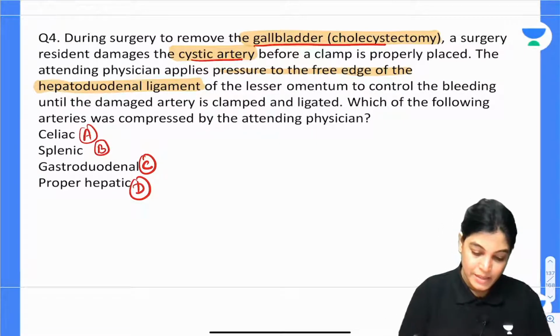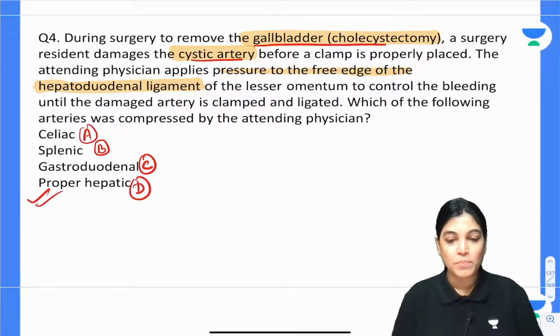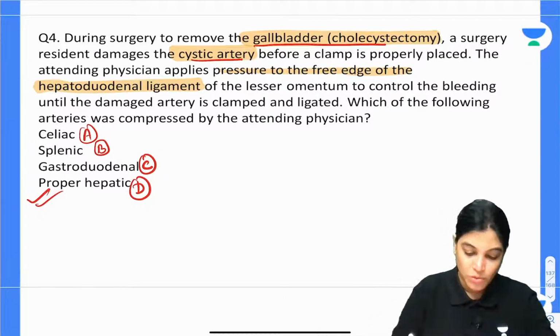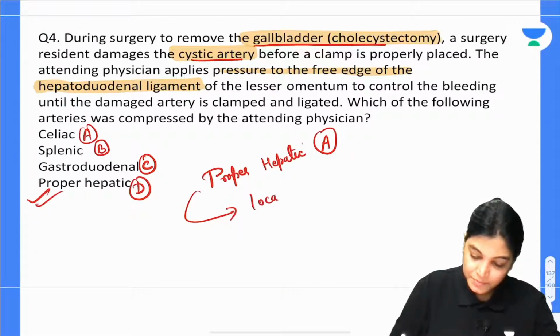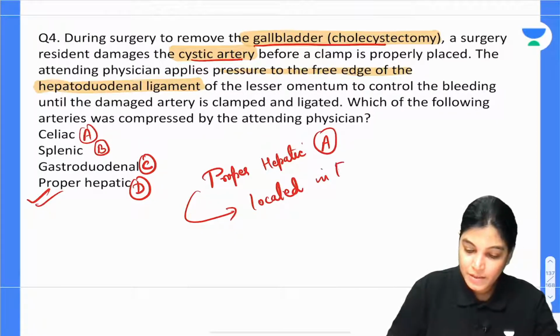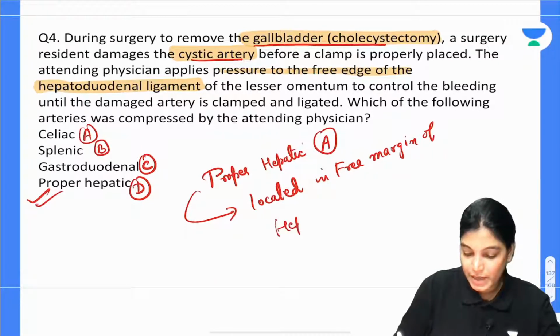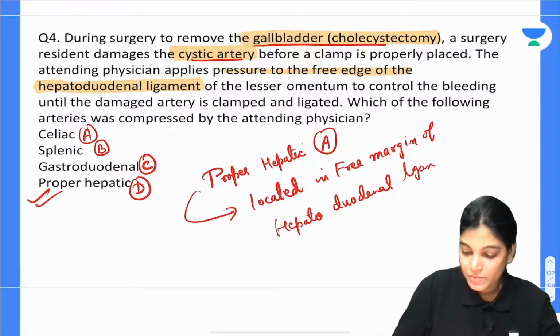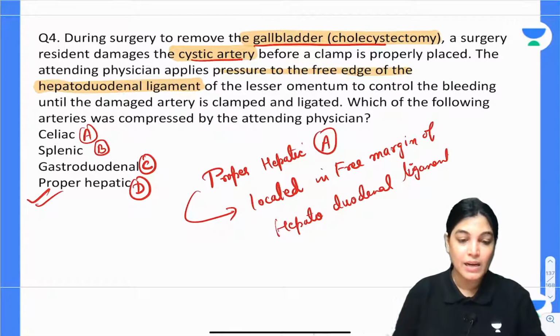Okay, so my dear aspirants, these are the key points, and the correct answer is proper hepatic artery. Why proper hepatic artery? Because proper hepatic artery is located within the free edge of hepatoduodenal ligament. So proper hepatic artery is located in the free margin of hepatoduodenal ligament. This is the reason we will mark this as the correct answer.